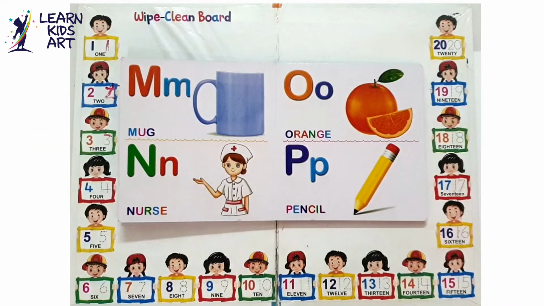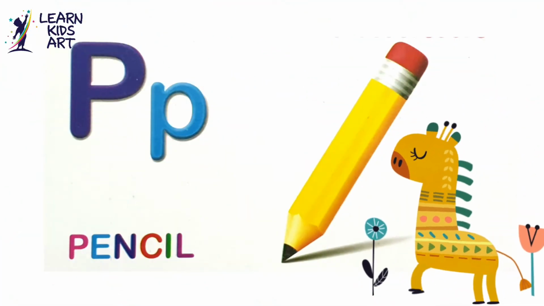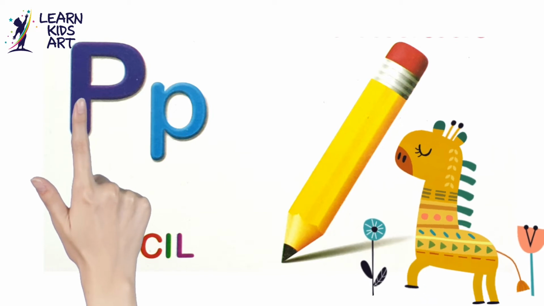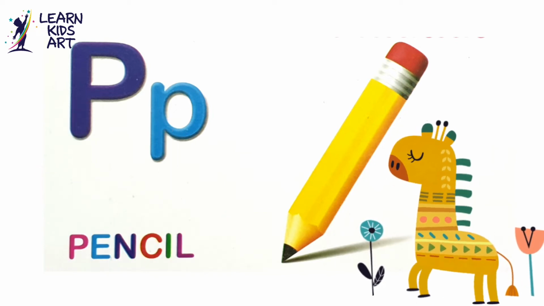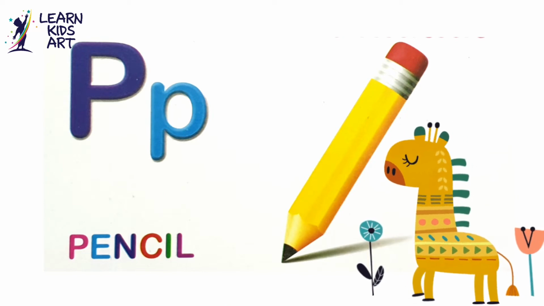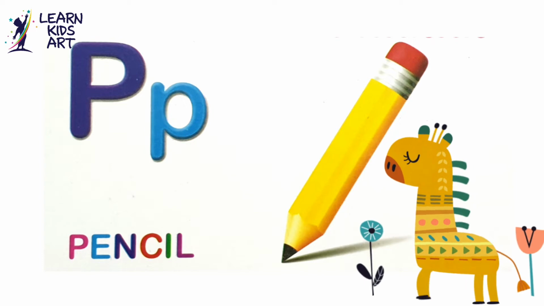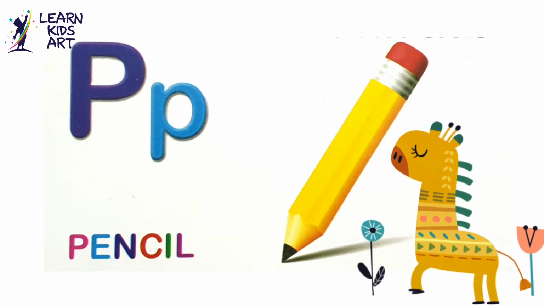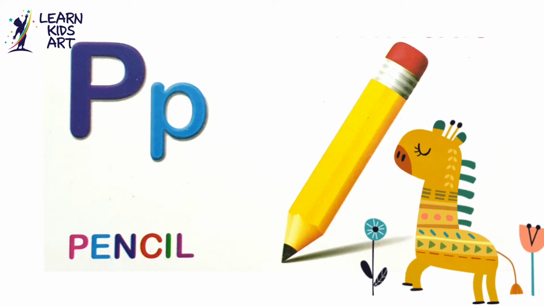Next letter is P. P. This is capital P. This is lowercase p. P sounds P. P is for pencil. P-E-N-C-I-L, pencil.